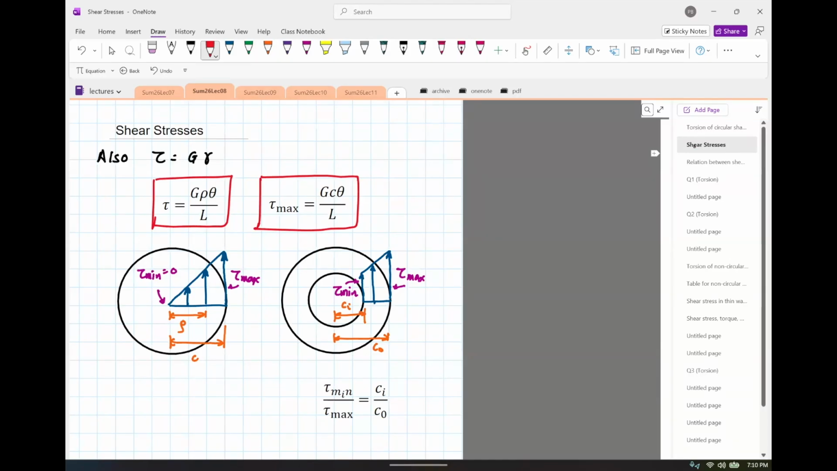If, however, the shaft was hollow, then you will see that there will be a non-zero shear stress in the inner part of the shaft, and maximum stress in the outer part. That simply follows from the formula. All you do is put in the right radius, and you'll get the value for the shear stress.